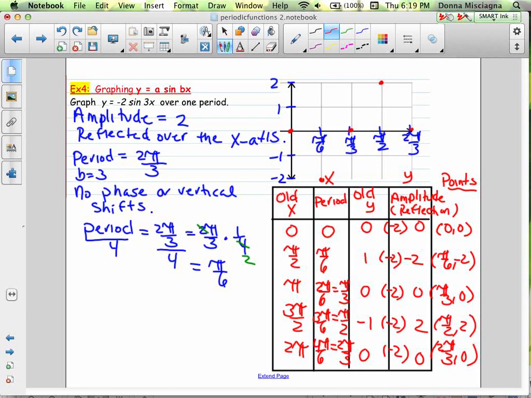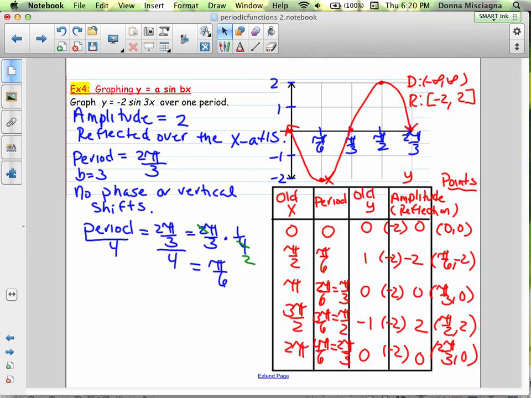All right, so notice now our graph is going the other direction than what we're used to for sine because it's been reflected. There we go. Still no change to domain. Negative infinity to infinity. The range now has changed because now we're oscillating between negative 2 and 2. Right? And another graph is done. You see how these aren't taking very long.